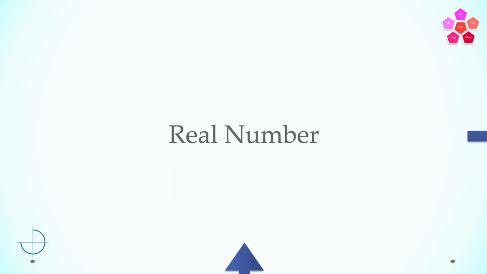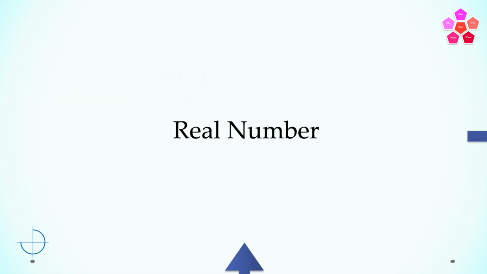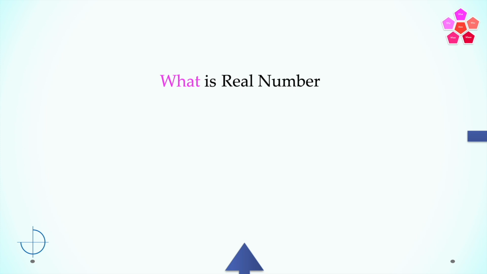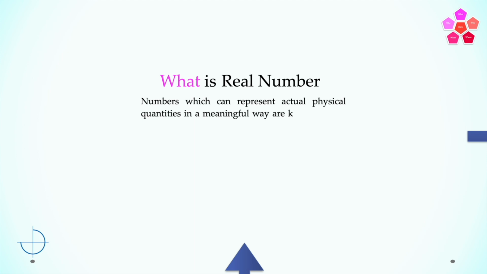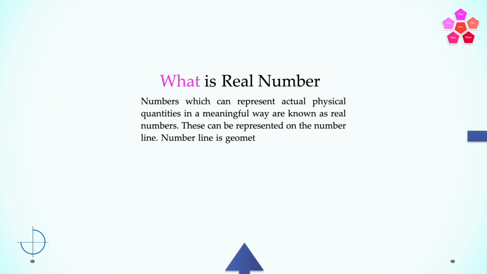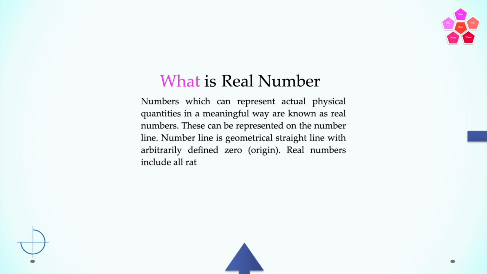Let's start our journey of real numbers. So, what are real numbers? Numbers which can represent actual physical quantities in a meaningful way are known as real numbers. These can be represented on a number line. A number line is a geometrical straight line with an arbitrarily defined zero, which is called the origin. Real numbers include all rational and irrational numbers.